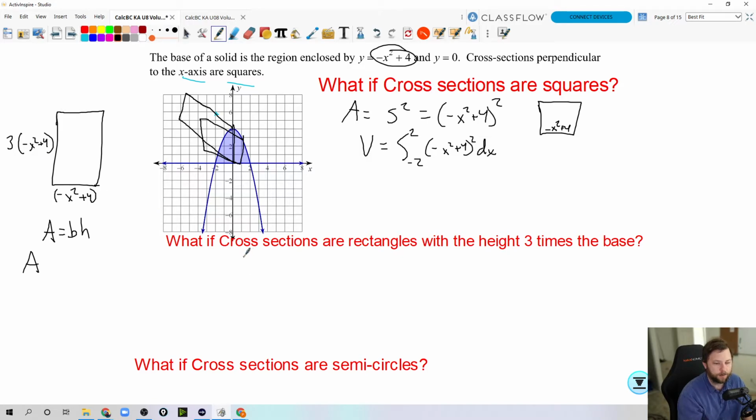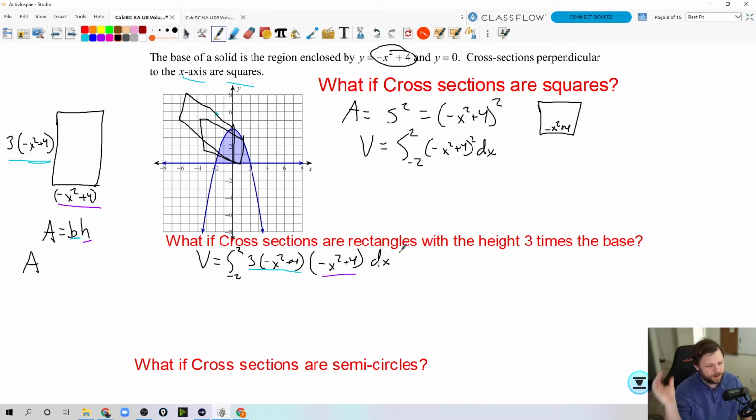So setting up that rectangle, the volume is going to be still from negative 2 to 2 of 3 times negative x squared plus 4 times another negative x squared plus 4, where this base could be the base or the height, and one of these is the height. I got that in reverse, but you get the idea, right? So you plug those into a calculator and you'd be done.